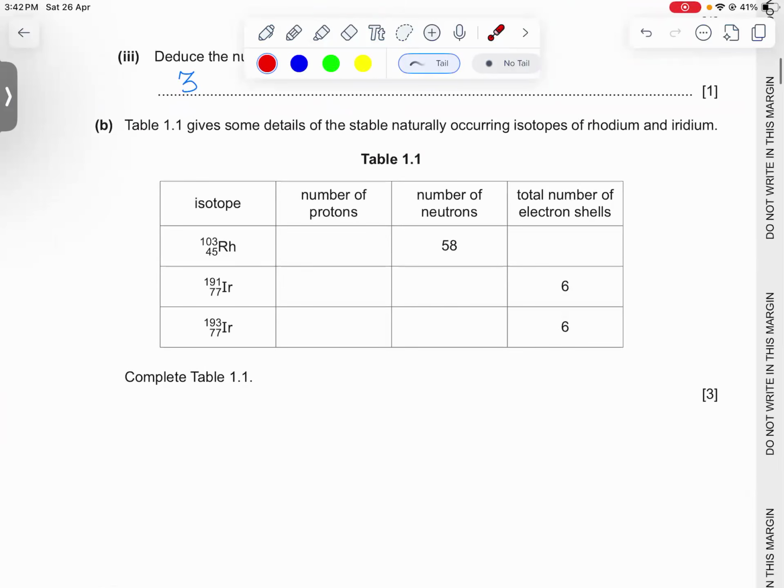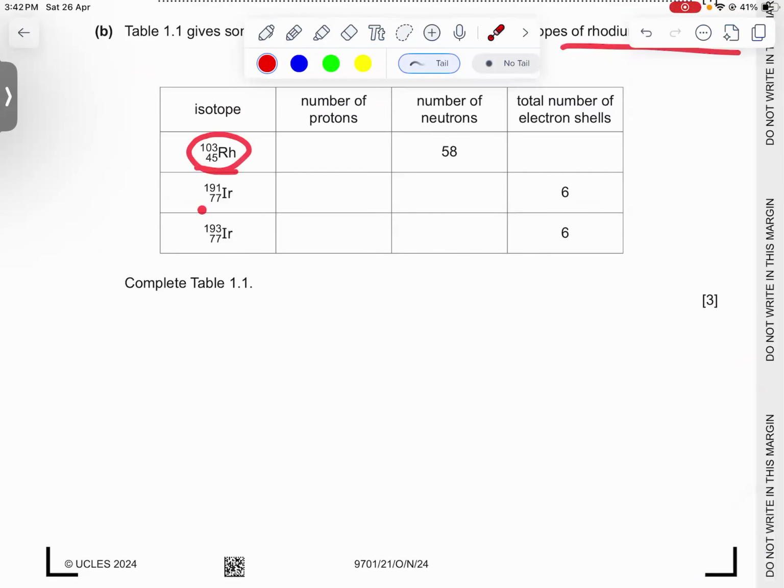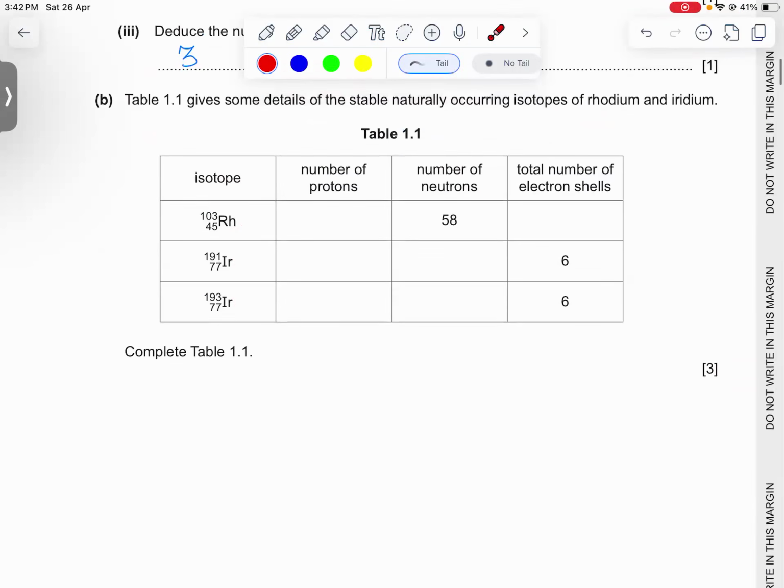Table 1.1 gives some details of stable naturally occurring isotopes of rhodium and iridium: 103 45 Rh, 191 77 Ir, 193 77 Ir. Number of neutrons 58, number of electrons, and so on. This is a very easy question. We had to say the number of protons, but the number of protons is the atomic number. There is nothing much to it. This is what you have to write over here. Similarly, 77 is what you will write over here, and 77 is what you will write over here as well.